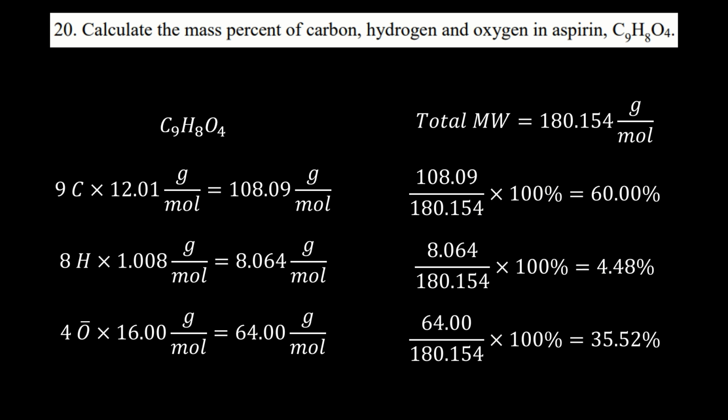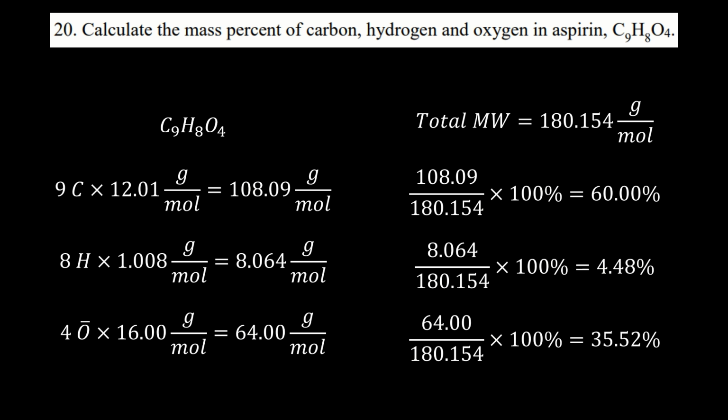In this case, we're dealing with a molecule that has 9 carbons, multiplying by the atomic mass of carbon, 12.01 grams per mole. That gets us 108.09 grams per mole. Taking those 8 units of hydrogen and multiplying by 1.008 grams per mole, that gets us 8.064. And then taking 4 units of oxygen multiplied by 16 grams per mole, that gets us to 64.